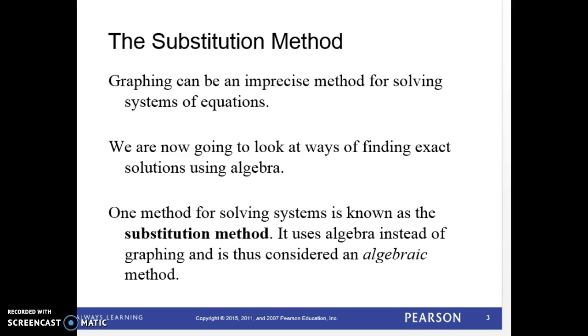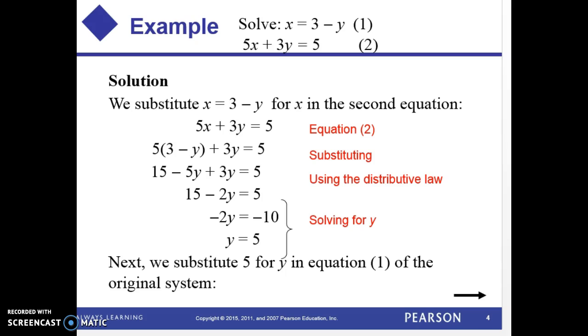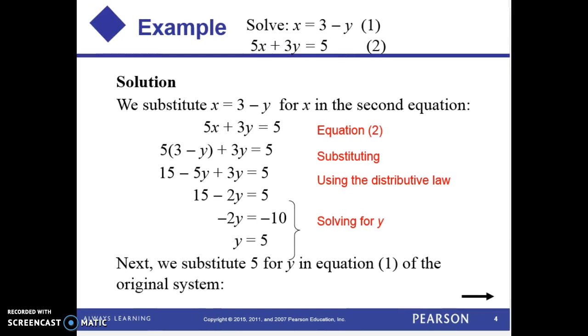They go through several examples. Here's the first example. We've got 2 equations: x equals 3 minus y, and 5x plus 3y equals 5. The first one's already solved for x. So we take that 3 minus y, and everywhere we see an x in the second equation, we put 3 minus y.